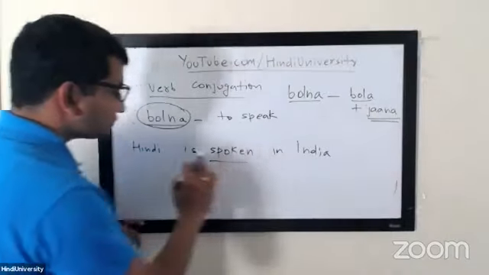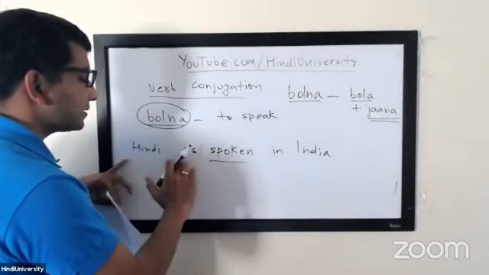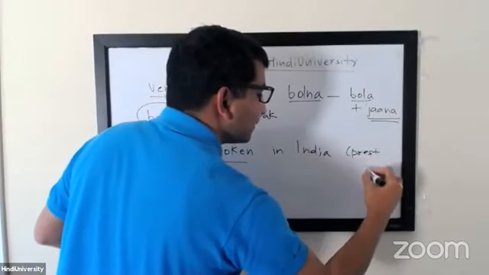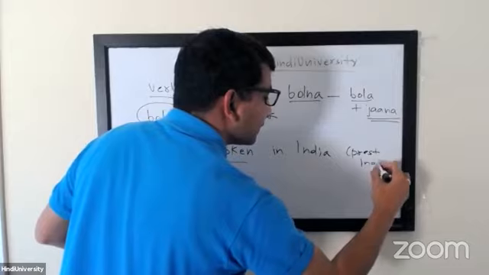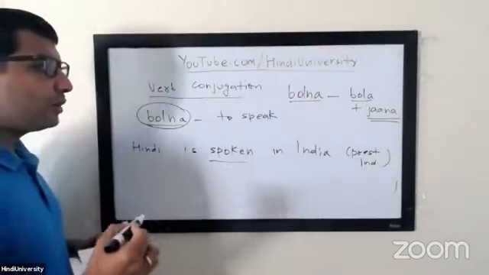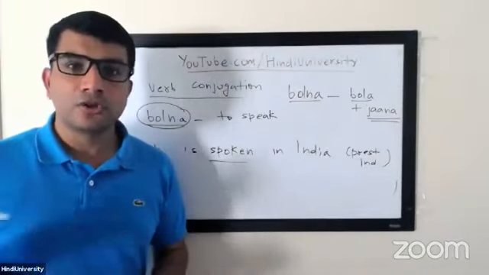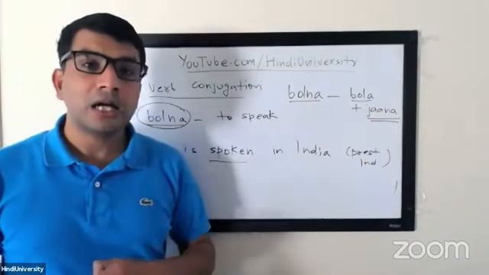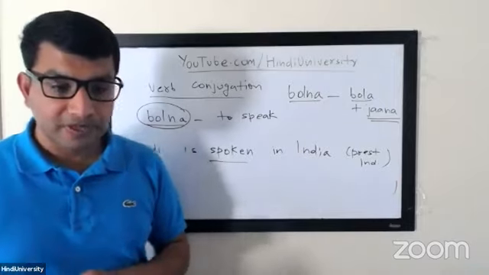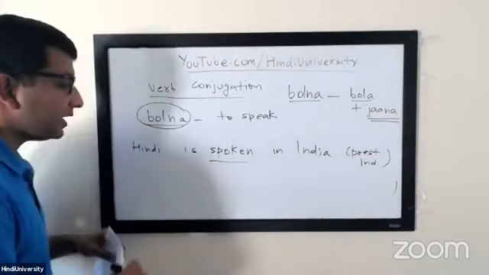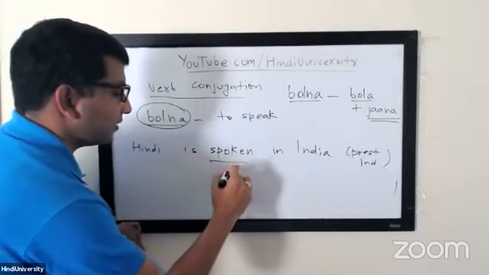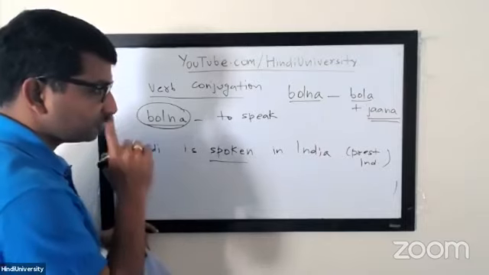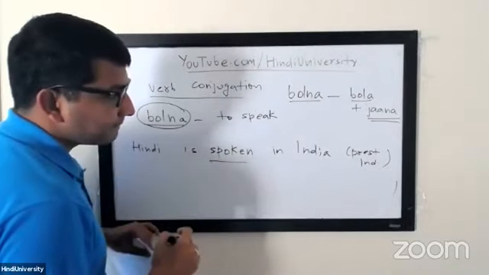Now you will see this sentence. This sentence is written in present indefinite. And as you know, in present indefinite, the rules are you remove the na from the verb and you put ta, te, and ti. So how will you say it? It would be bola plus... Bola jata. Very good.